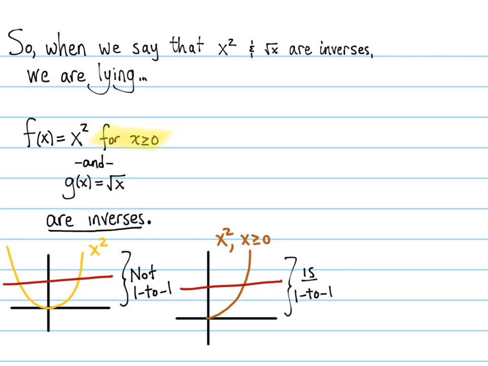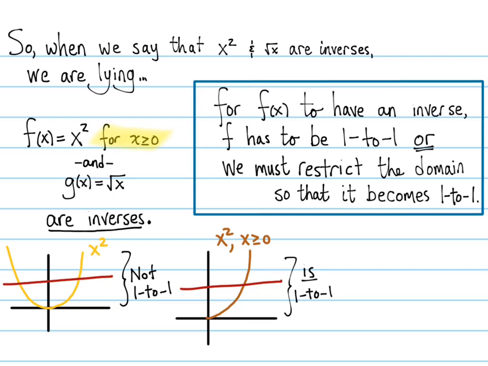right? Look at the graph of x squared in yellow there. That's not 1 to 1. However, when we restrict the domain and cut off all the negative numbers as possible inputs, we do get a function which is 1 to 1. And so for f of x to have an inverse, f has to be 1 to 1, or we must restrict the domain so that it becomes 1 to 1. And we should know that the graphs of our trig functions are super not 1 to 1. They're periodic. They happen a lot to 1.